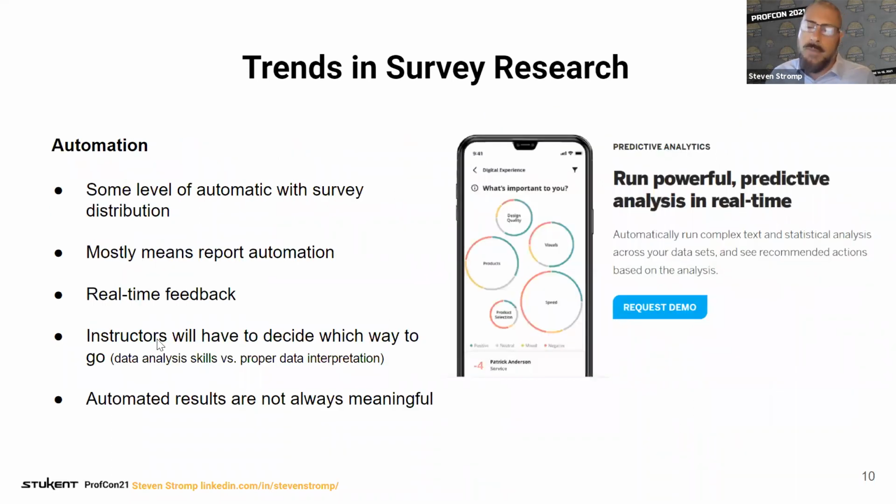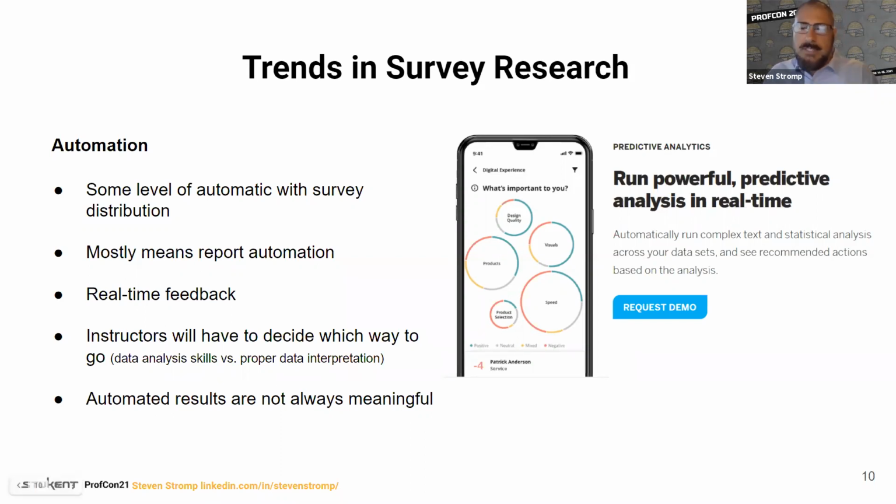And then finally, automation. We've been hearing this buzzword forever, right? And it's really happening with survey research, but the more I dig into it, what they're really meaning is automated reporting and real-time feedback, right? So it's not so much survey development, although they kind of mean that a little bit.